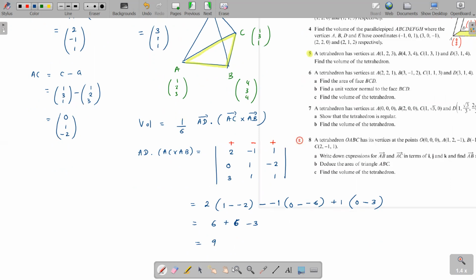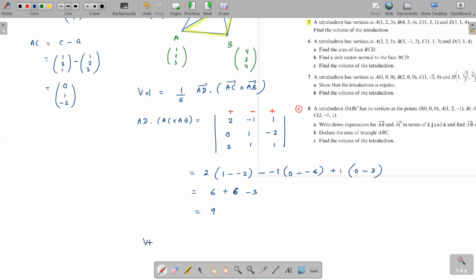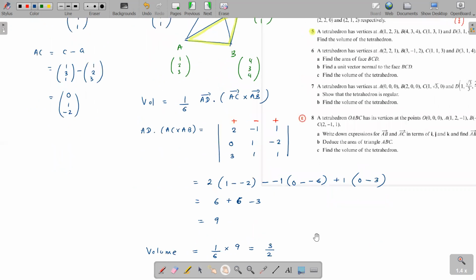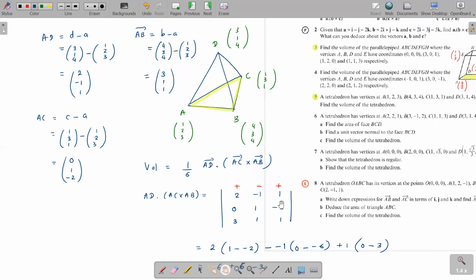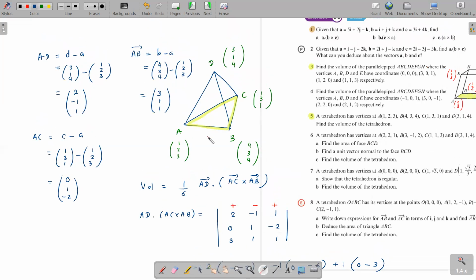So then let's input the volume. Volume equals 1/6 of AD dot AC cross AB, right? 1/6 into 9, which gives me 3 over 2. So you might be having questions like, is this the only way to use this? Can't we start from any other vertex? Yes, you can. Here I took the point A and I took AD dot AB cross AC.